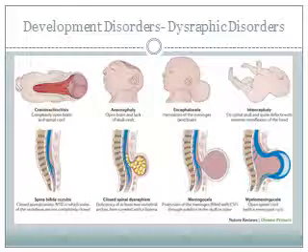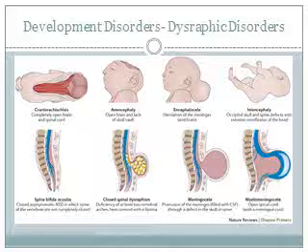So developmental disorders can be broken up into dysraphic disorders, and the disorders are classified as a series of disorders that disrupt the actual development of the fetus itself. Okay, so the CNS, as you're developing from a fetus into an embryo into a child, actually develops from a plate of tissue. It's called the neural plate.